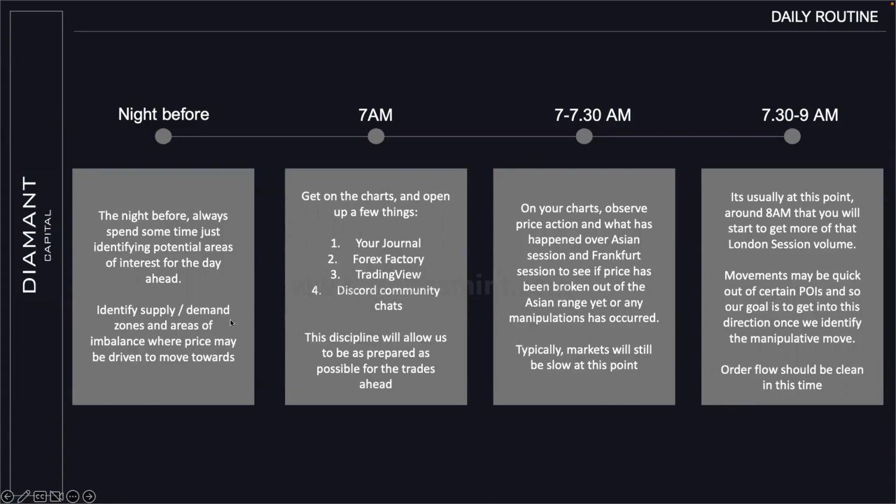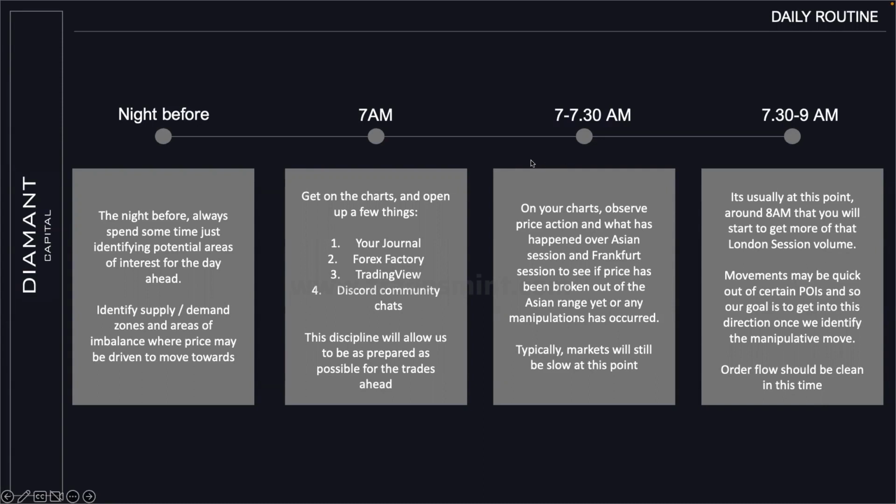Now, of course, depending on whether you're trading on the high time frame or the lower time frame, this will still apply regardless. You still want to monitor and just see. It's not going to take a lot of time. Might just be a few minutes here and there. But that's pretty much it. It's just in preparation for the morning ahead.